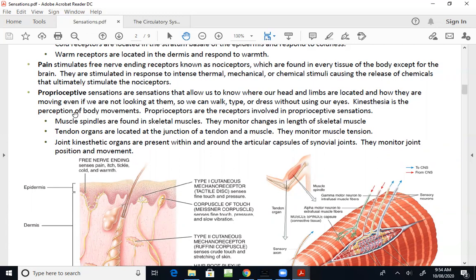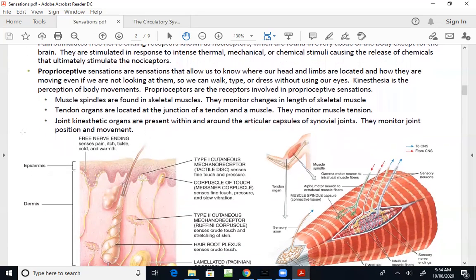Kinesthesia is a fancy word for the perception of our body movements. So a lot of it relates to like the stretch of the muscle, the tension in the tendon, position of the joints, and the three major types of proprioceptors are muscle spindles, which are these right here, wrap around our muscle fibers and monitor changes in length of the muscle.